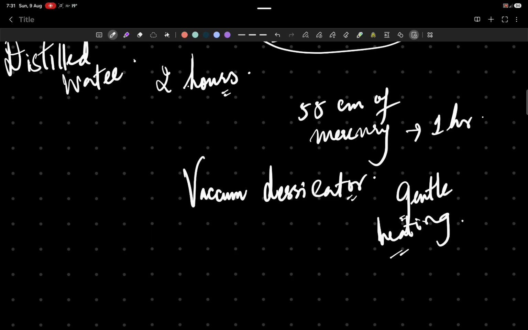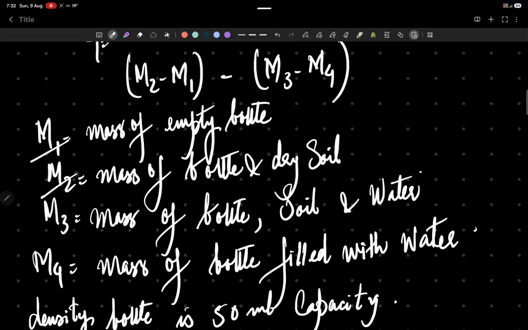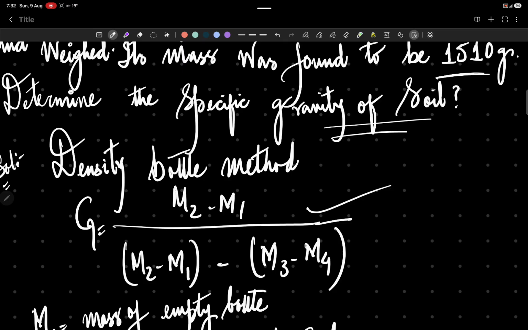The density bottle is then emptied, washed, and refilled with distilled water. The bottle must be filled to the same mark as in the previous cases. Then the mass of the bottle filled with water is taken, so we get all these parameters, M1, M2, M3, and M4. Following this whole procedure and with the help of the generalized equation, we arrive at the specific gravity of the soil tested in the density bottle method.